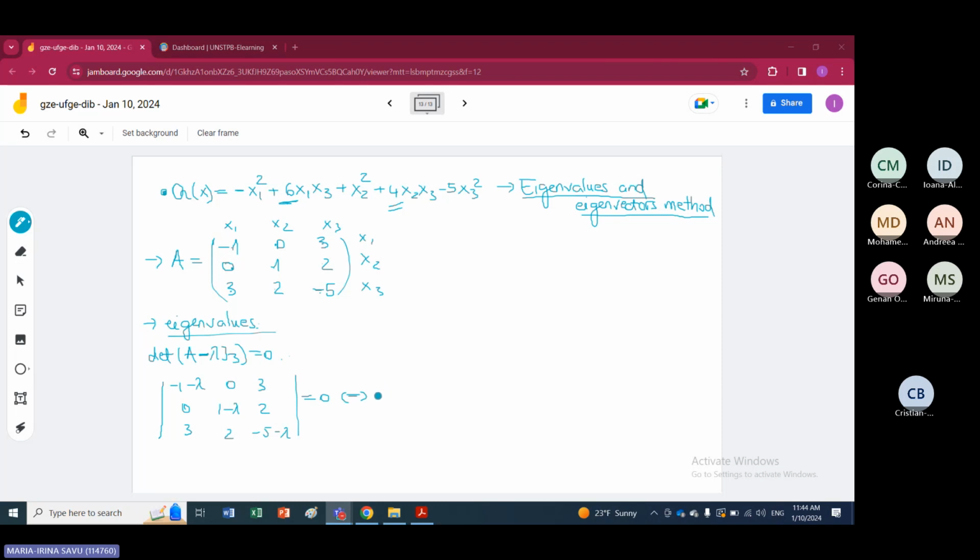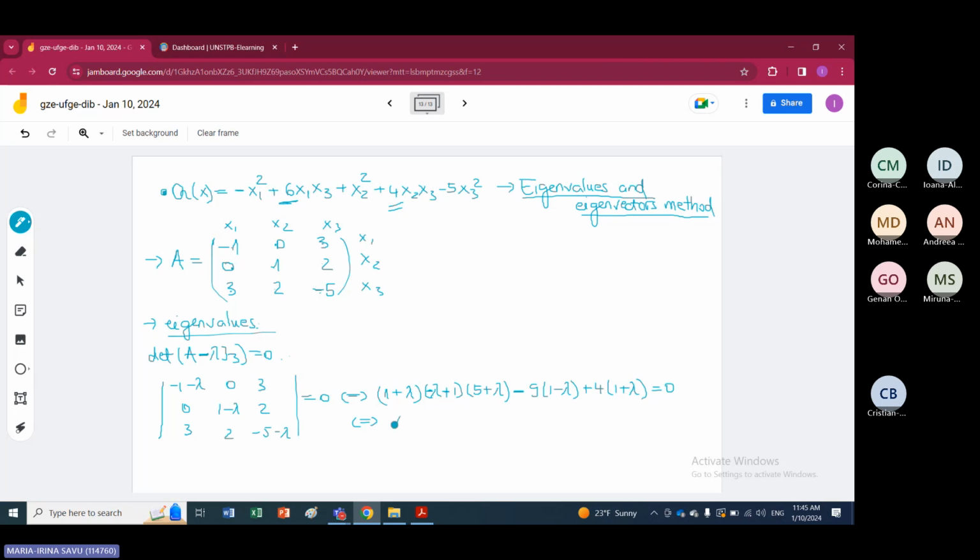Let's compute together this determinant. So you have 1 plus lambda times lambda minus 1, minus lambda plus 1 times 5 plus lambda. Let's write in this way. From here, here, and here: 0, 0. Minus 9 times 1 minus lambda, 0. And from here is plus 4 times 1 plus lambda equals 0.